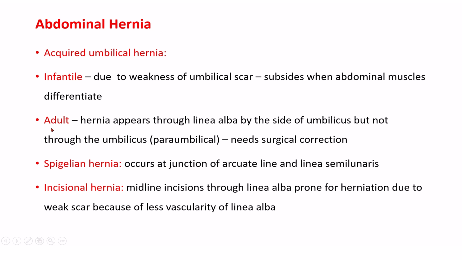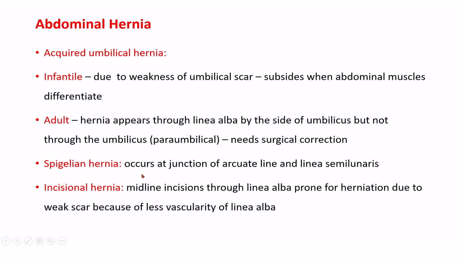But if you come to the adult, the hernia appears through the linea alba by the side of the umbilicus, but not through the umbilicus. So adult umbilical hernia is not actually an umbilical hernia, it's a paraumbilical hernia. It is coming through the linea alba, not through the umbilicus. It needs surgical correction because it becomes larger and larger.